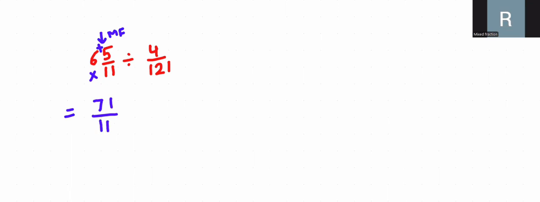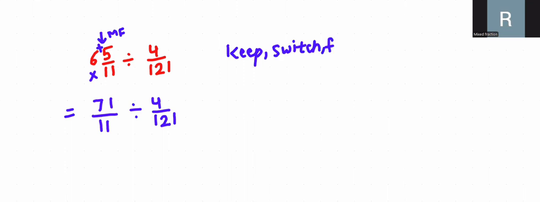Divide by 4 by 121. Now we will follow the rule of keep, switch and flip. So what we will do? We will keep the first fraction as it is. So 71 by 11 remains the same. We will switch the sign of division into multiplication and we will flip the second fraction. So it will be 121 by 4.